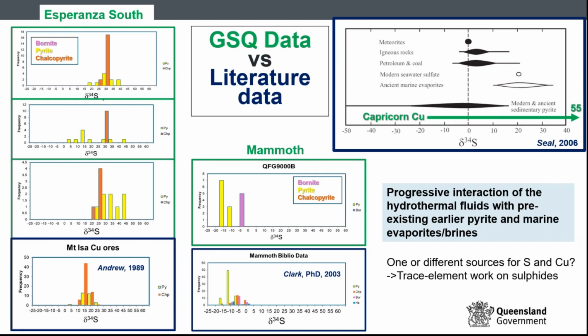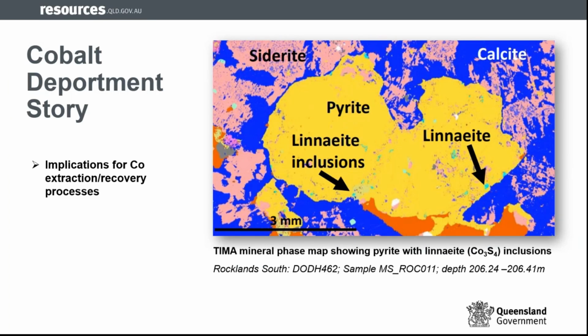In the next steps, we would like to see if the sources of sulfur for Capricorn copper are similar to the sources for the copper isotopes, and also to help discriminate different sulfide populations. The next step would be trace element work on these sulfides, a little bit overlapping with Vlad's story on the cobalt deportment.